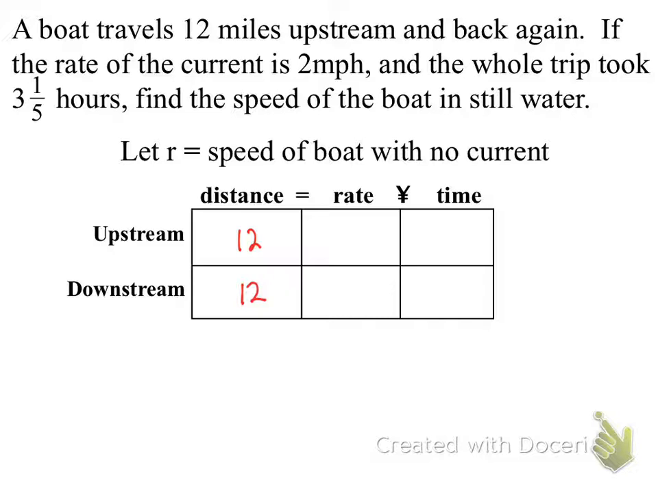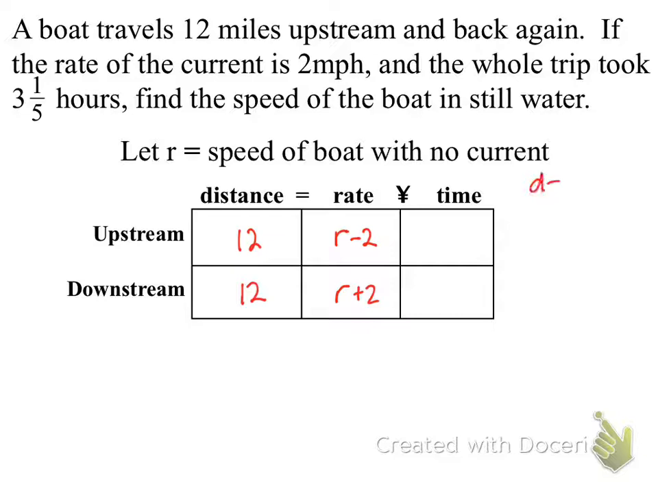So how am I going to show the rate? For upstream, you could do minus 2. X minus 2. Okay, or let's call it r minus 2. So the rate of the boat minus 2 miles per hour from the water. How am I showing downstream? Rate plus 2. R plus 2.